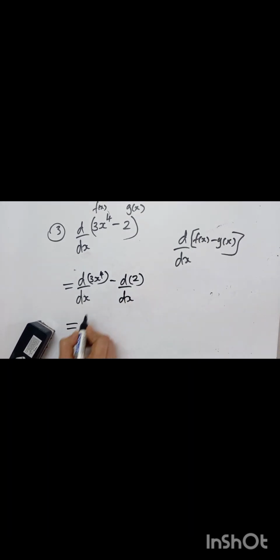Okay. So here the first function is of the form a constant multiplied by a function. The constant, I already discussed how to do the derivative of these forms. The constant you can keep outside and then find the derivative of x to the power 4. 3, the constant you can keep outside, and derivative of x to the power 4 minus derivative of 2. Okay. So here what is the derivative of x to the power 4?